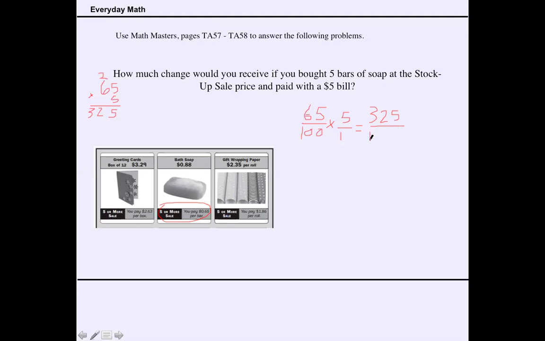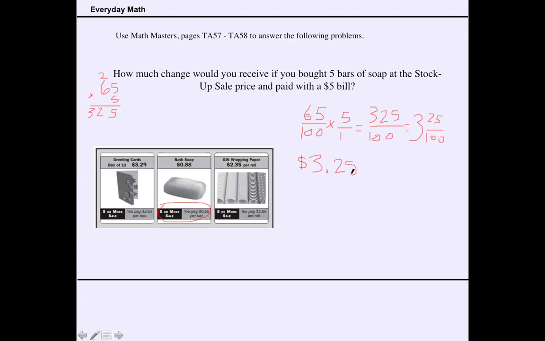$100 times 1 is 100. And then I know from the last problem, 325 over 100 is the same as saying how many times does 100 go into 325? 3 whole times, or $3, with 25 100ths left over. And then I know that 3 and 25 hundredths is the same as saying $3 and 25 cents, or 25 out of the 100 cents that make up a dollar.